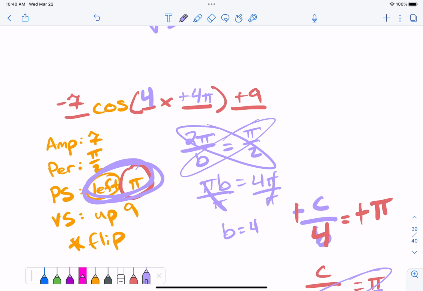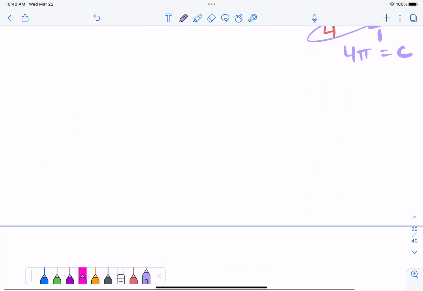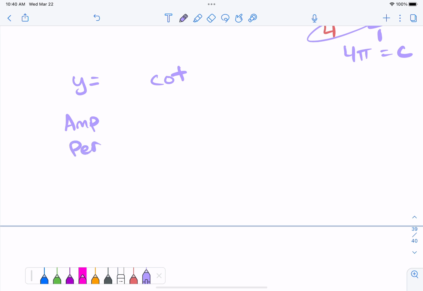So that's your deal, right? Should we do another one of those? We'll do tangents this time. Okay? How about let's do cotangent? Y equals cotangent. Okay, fine. Amplitude, period, phase shift, vertical shift. I want amplitude to be 1/2. Period to be, let's say, 4 pi. Phase shift to be right pi, and vertical shift to be up 1.